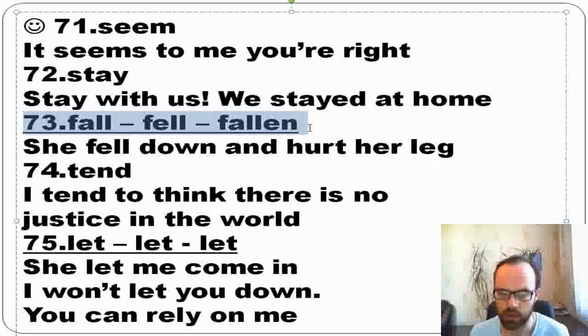Fall, fell, fallen. She fell down and hurt her leg. Tend. I tend to think there is no justice in the world. Let. She let me come in. I won't let you down. You can rely on me.